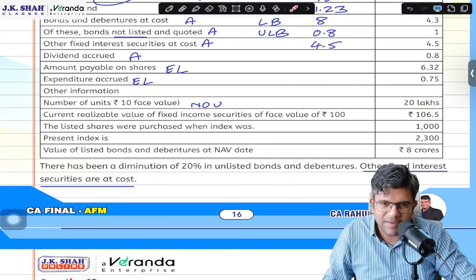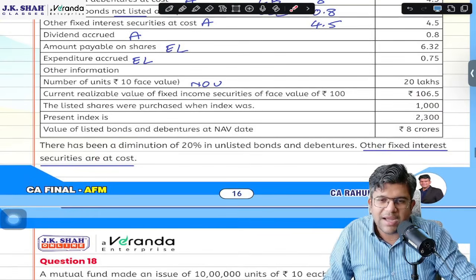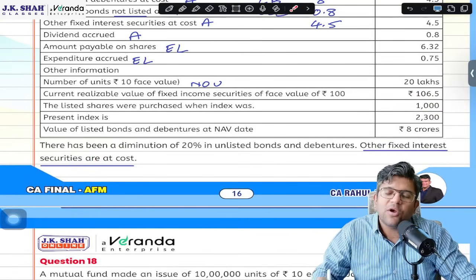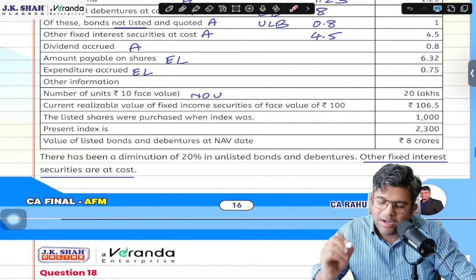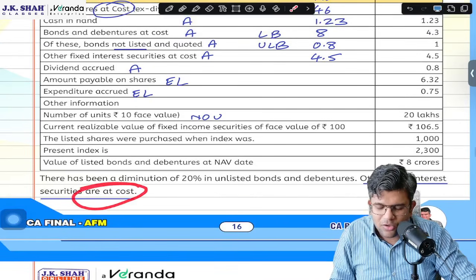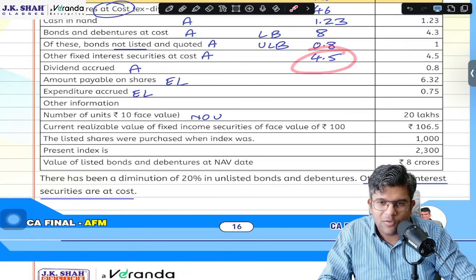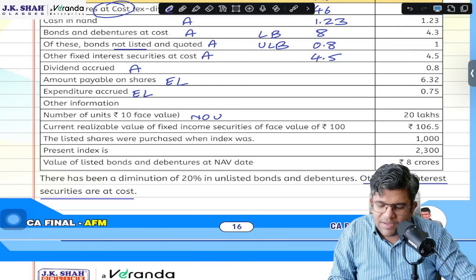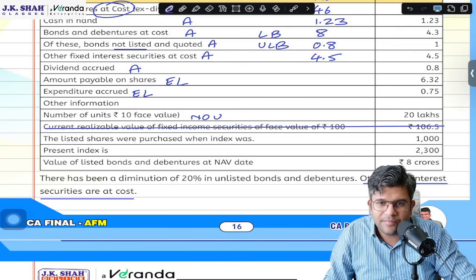I hope everyone is paying attention. Students, I kept this question on purpose because it is frequently asked. Don't debate ICAI. They said take it at cost, game over. Which means these people have completely ignored this line. Is everyone paying attention?